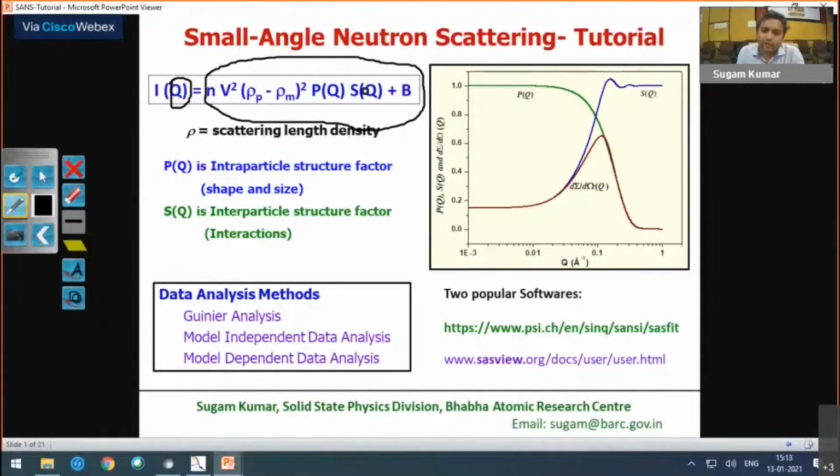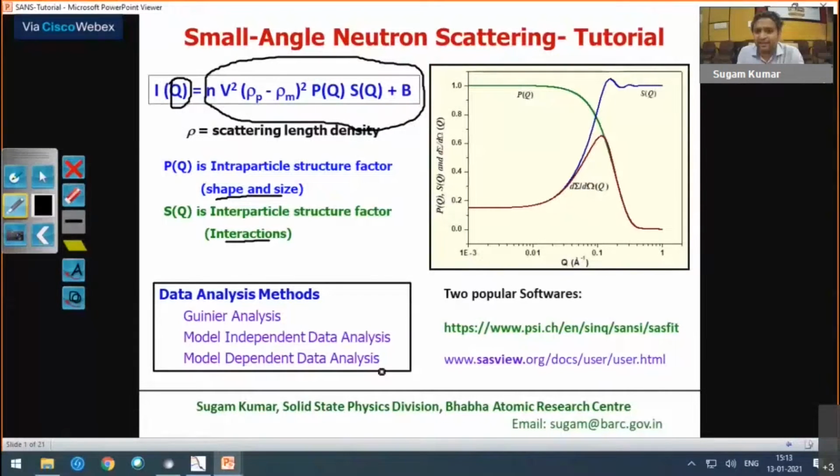And then there are the two Q-dependent parameters you must be aware of: the intraparticle structure factor, P(Q), which provides information about shape and size, and S(Q), which provides information about the interaction between the particles. This is the interparticle structure factor. These are the typical plots, just for a recall, because whenever we take data it will look something like this: a typical P(Q), a typical S(Q), and the differential scattering.